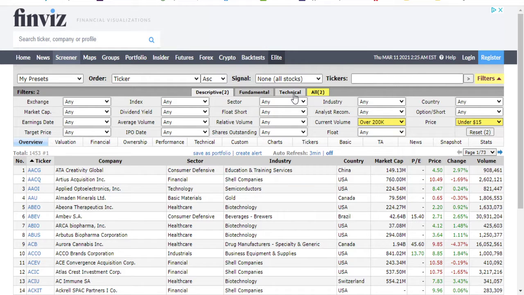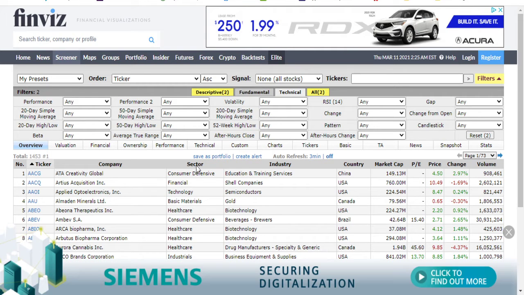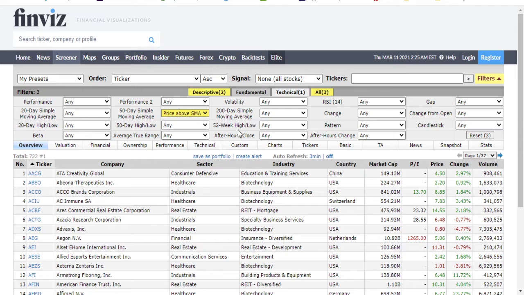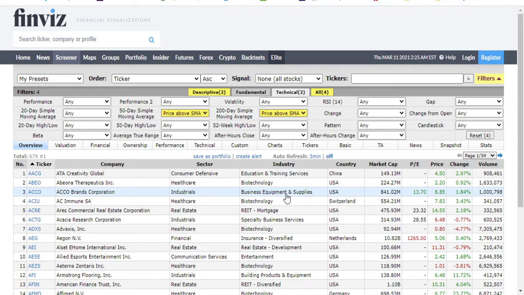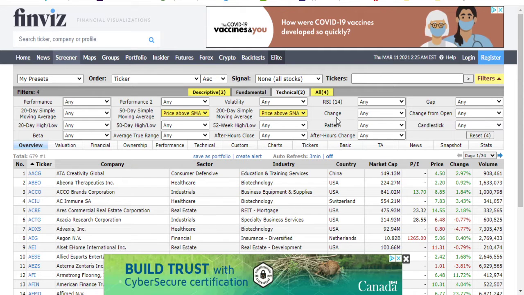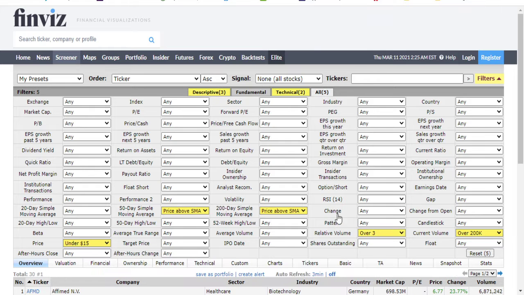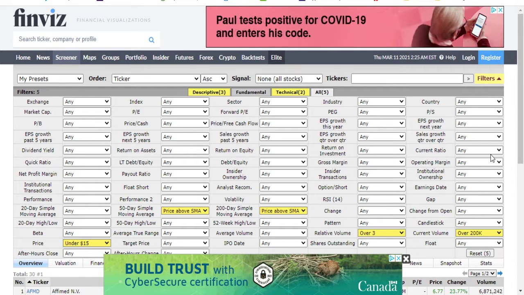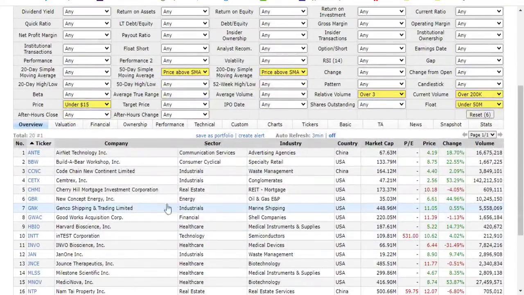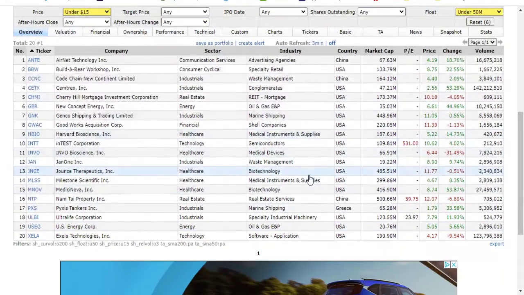Then we're going to click on technical. We want the 50-day moving average above 50. Then we want the SMA, so the simple moving average, 200 SMA above 200. Relative volume right here over 3. And we want the float under 50 mil. So this will give us a good list of stocks right here. There's a lot of ads on here. So this gives us a general list of stocks that have potential.